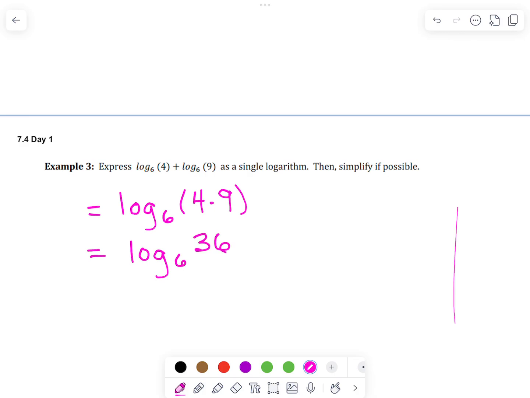And then we see if we can simplify using prior properties, which we can. We can change 36 to an exponential. 6 times 6 is 36. And now these two are inverses of each other. We have a logarithm of base 6 and an exponential of base 6. We get the answer of 2.